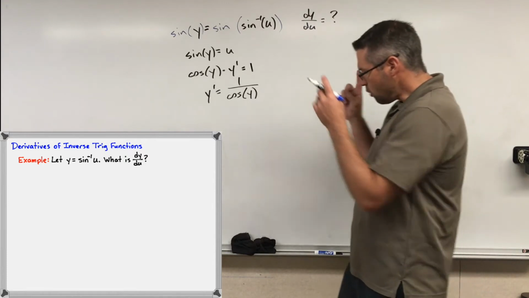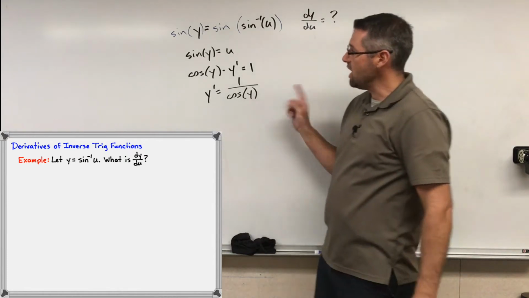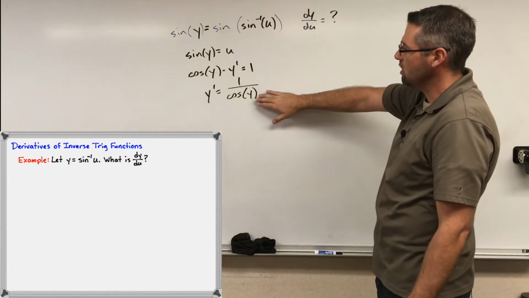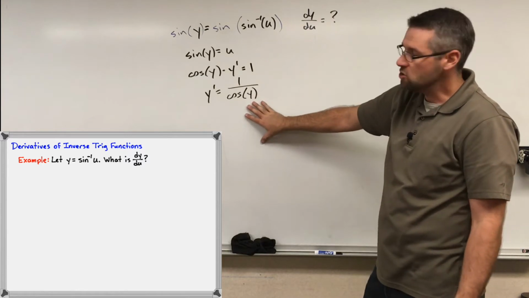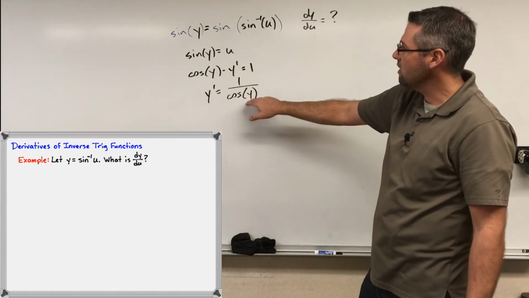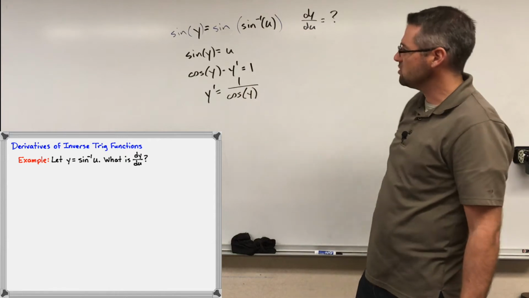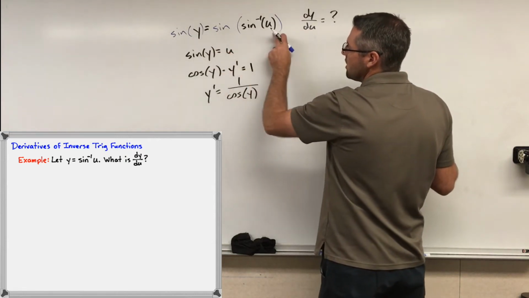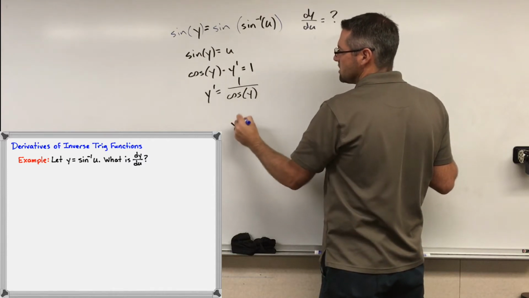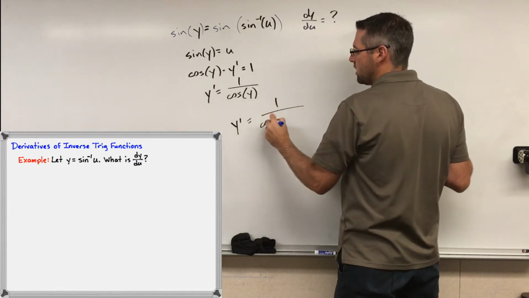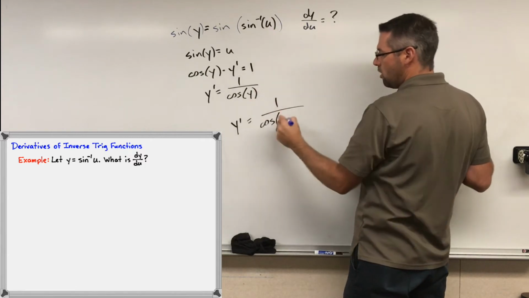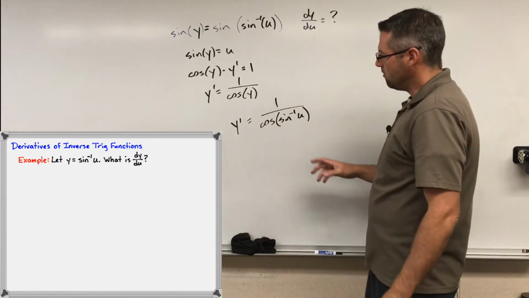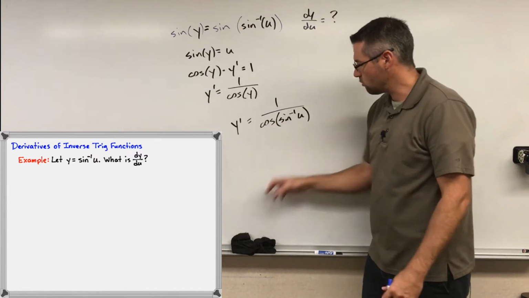Now, we don't leave it in this form because we want the derivative of y in respect to u. And right now, it's written in respect to y. So what we need to do is replace y with something that's equivalent to it. Now, we might say, well, y equals the arcsine of u. That was originally given. So I could just say y prime equals 1 over cosine of the arcsine of u. And this would be true, but this is disgusting. So we don't want to write it like that.